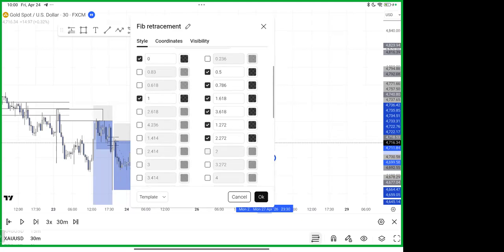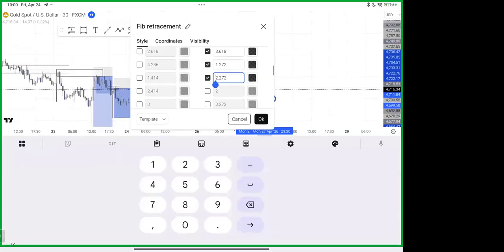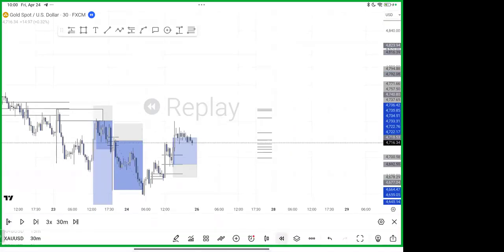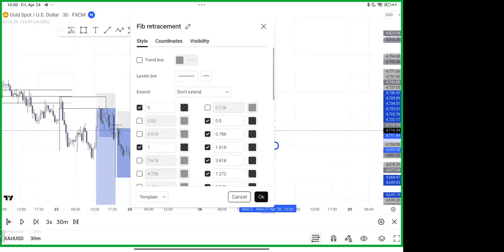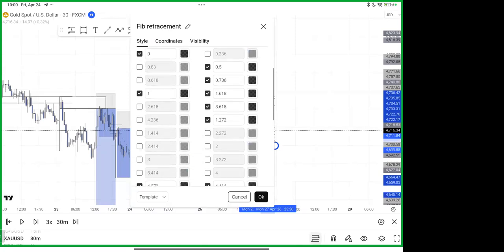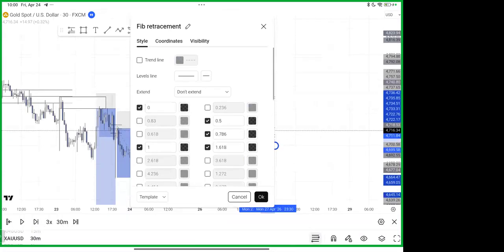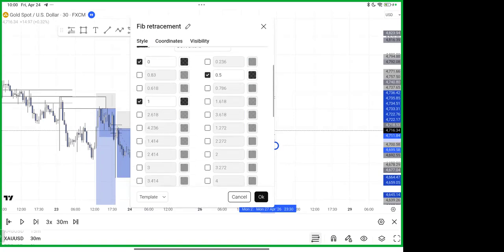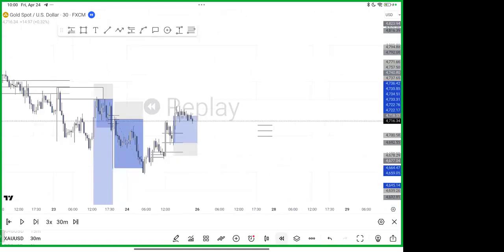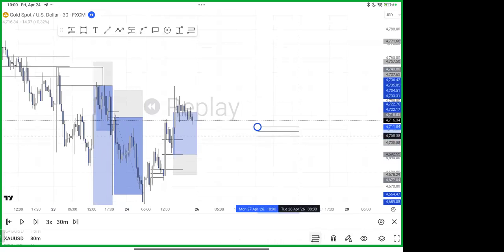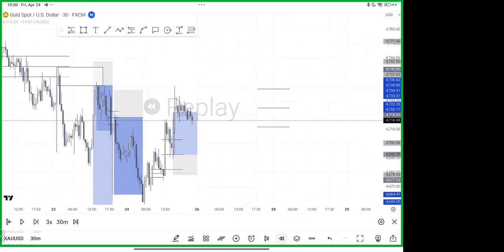So what you are going to do on your chart is double click and unmark everything, only leaving 0, 0.5, and 1. Can you see that? So immediately you've done that, it will return to 3 lines. It will just be 3 lines.